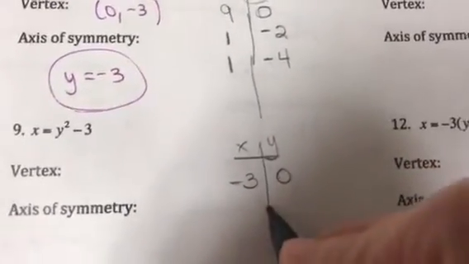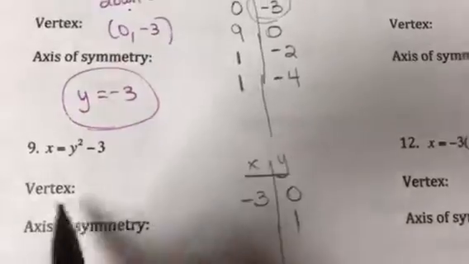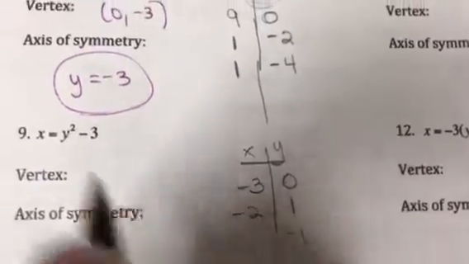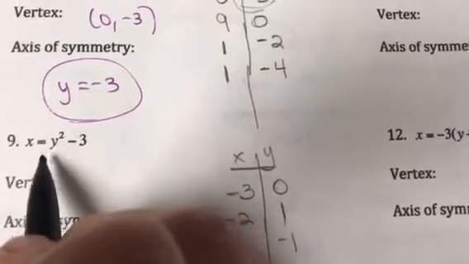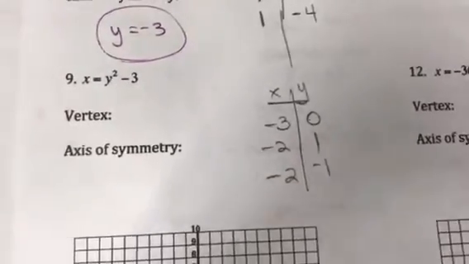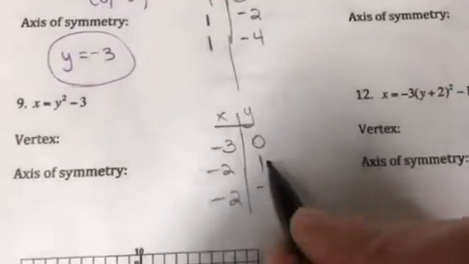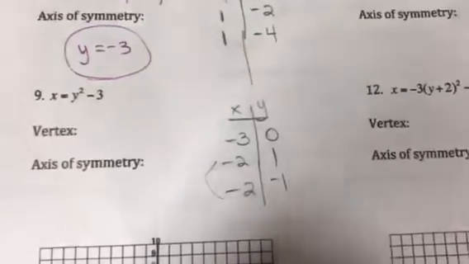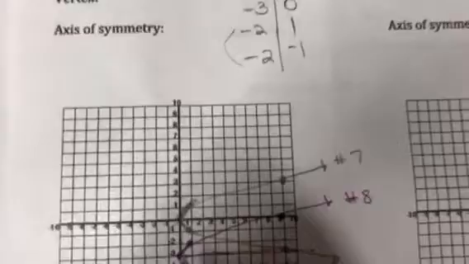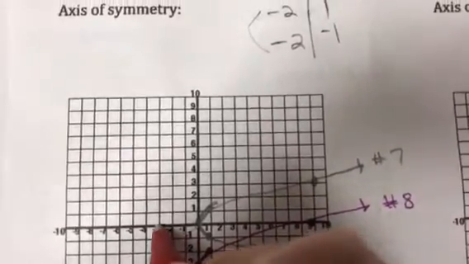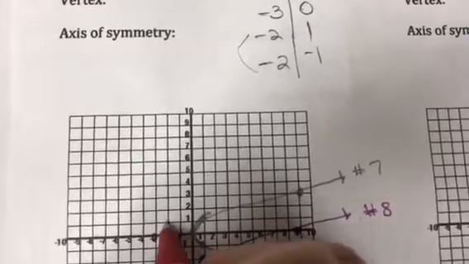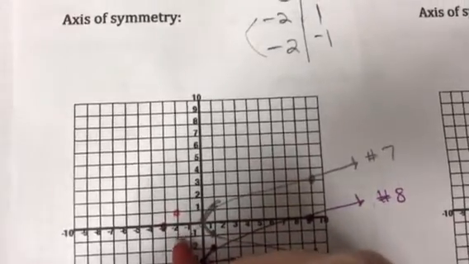Okay. Let's plug in 1. 1 minus 3 is negative 2. Let's plug in negative 1. Negative 1 squared is 1. Minus 3 is negative 2. And actually, that may be enough, but let's plug in something else, because we're seeing repeats right there. So we're okay. So let me get a different color, and we've got negative 3, 0. And we've got negative 2, 1. And we've got negative 2, negative 1.